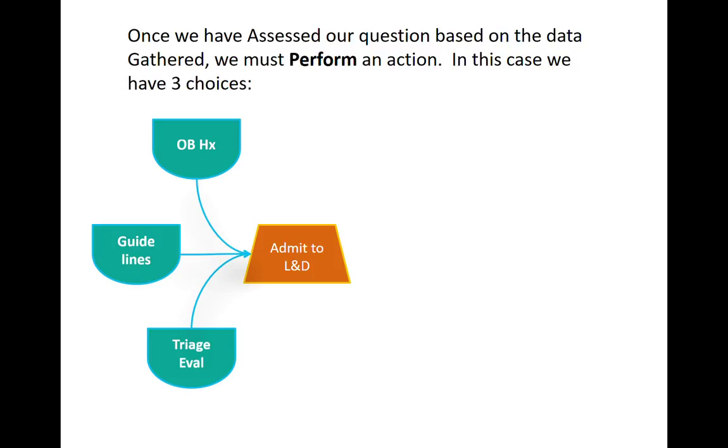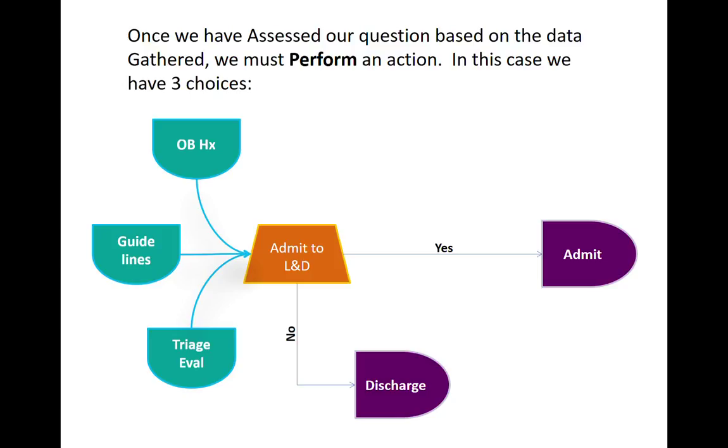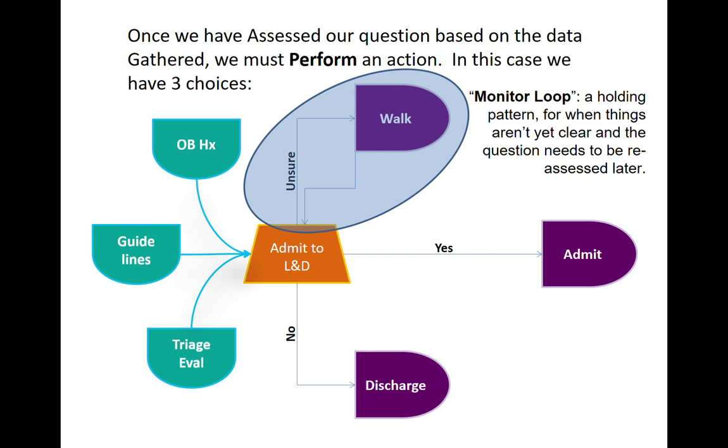Once we've gathered our data and made our assessment, then we must perform an action. In the case of our example, we basically have three choices. If the patient doesn't meet admission criteria, we discharge them home. If they do, we admit them. But sometimes when making a clinical assessment, you don't quite have enough information yet, and you need to gather more. So in that case, maybe we decide to walk the patient because we're unsure yet, so that we can gather more information and reassess later. This kind of loop is called a monitor loop. And when you're making process maps, you'll often see the need for essentially a holding pattern for when things aren't quite yet clear and the clinical question needs to be reassessed at a later point with more information.